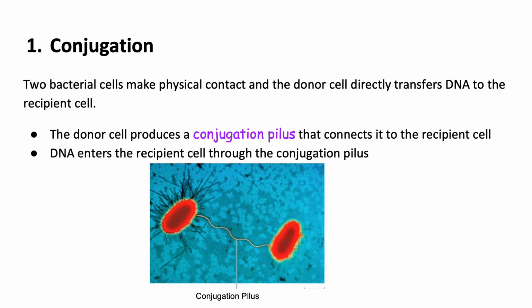So the first type of horizontal gene transfer that I mentioned is conjugation. During conjugation, two bacterial cells make physical contact, and the donor cell directly transfers the DNA to the recipient cell. The donor cell produces a conjugation pilus that connects it to the recipient cell, and the DNA then enters the recipient cell right through that conjugation pilus.